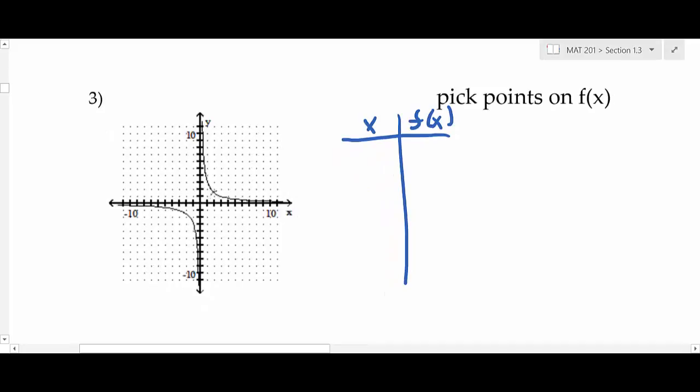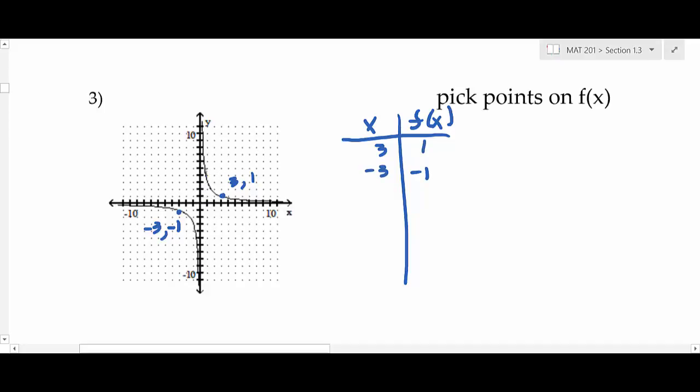So let's see, you can help me out a little bit if you see anything that looks like a good point. So 3, 1. What do you think? Yeah, 3, 1, that looks like a good point. Okay, so let's use 3, 1. What do you think? Negative 3, negative 1, that looks like a good point.